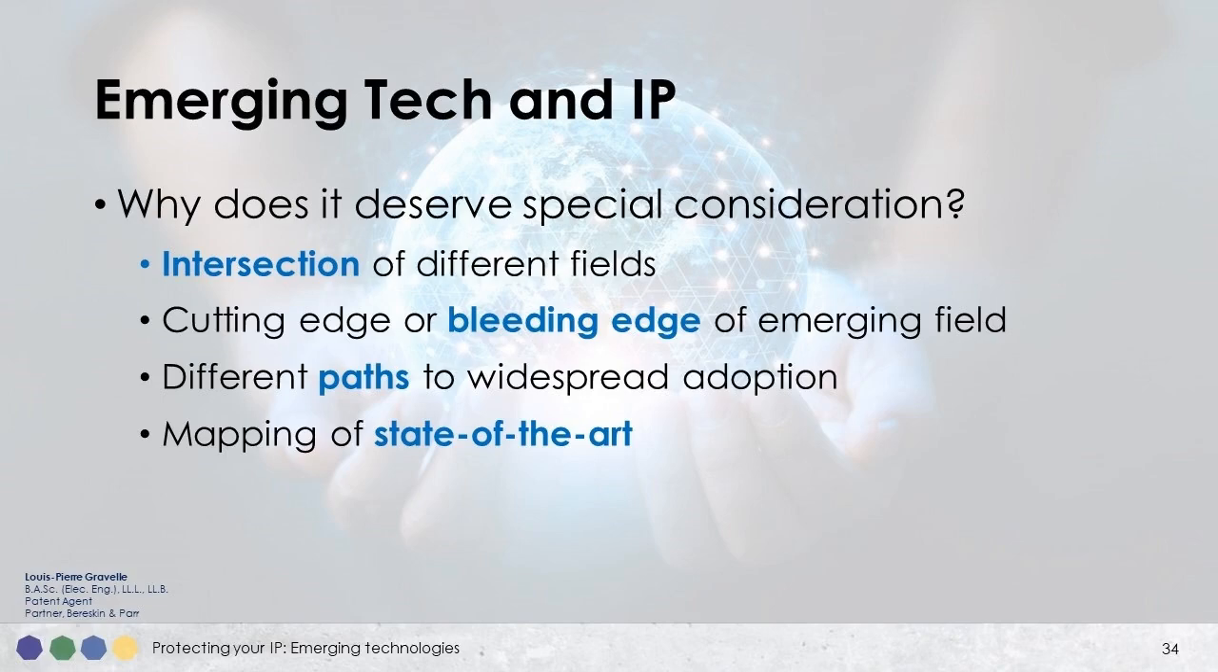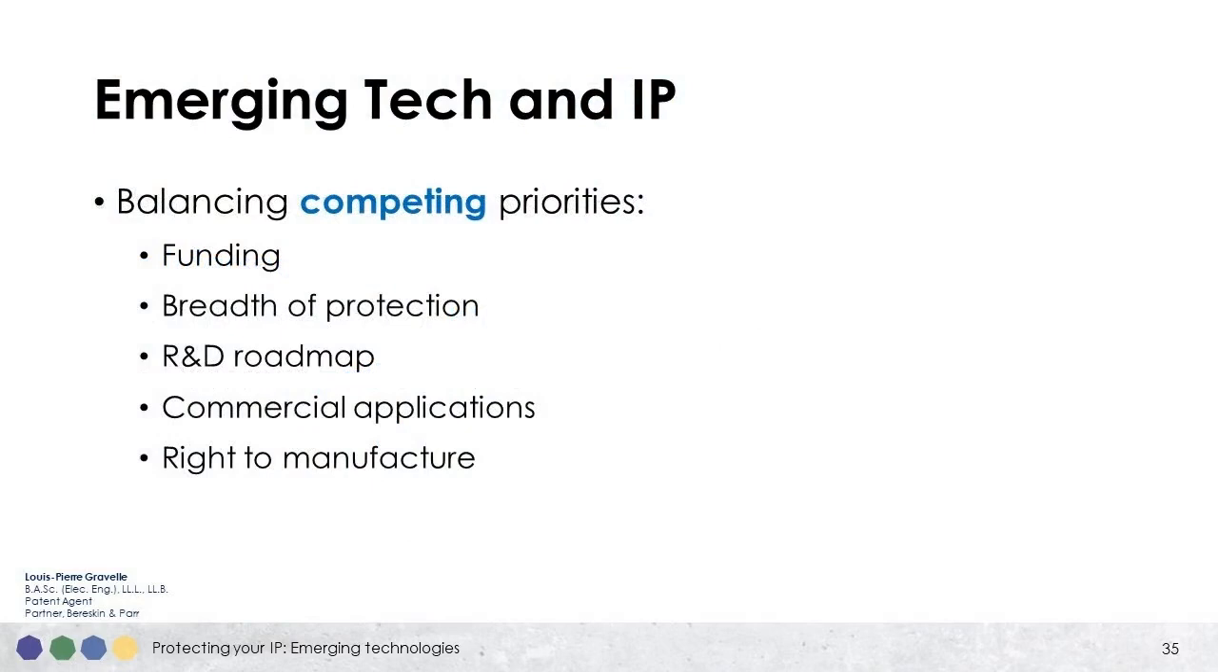However, we also find that some of the issues that need to be considered when we're talking about emerging tech and IP is that it often is an exercise in balancing many different competing priorities. The main priority, of course, is funding. If we're in an area of technology where there is a low or unclear path to commercialization, then perhaps funding is an obstacle to being able to continue the work in that technology.